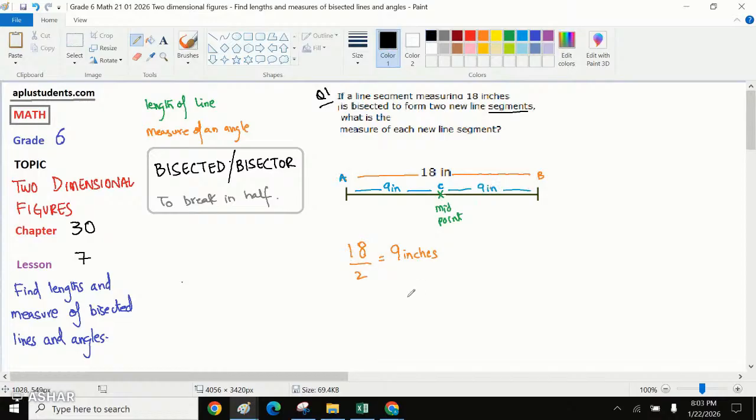So can we say the length of AC and the length of CB, they both are 9 inches, right? That means the line has been bisected. Yusuf, focus on this, okay? Thank you, Crinsley, thank you, Peace. That means the bisected line is now in two segments, okay?